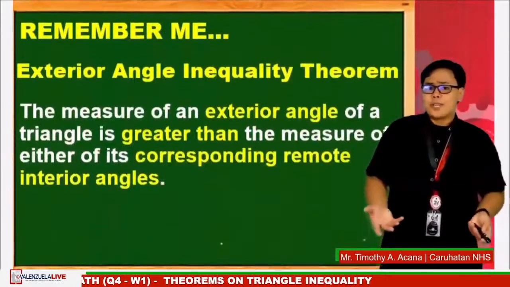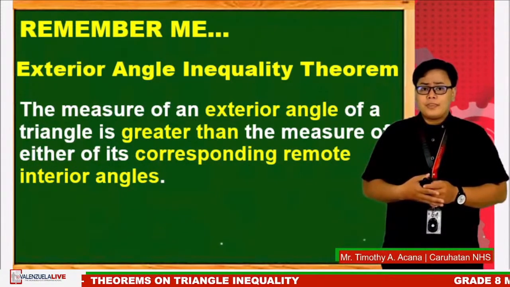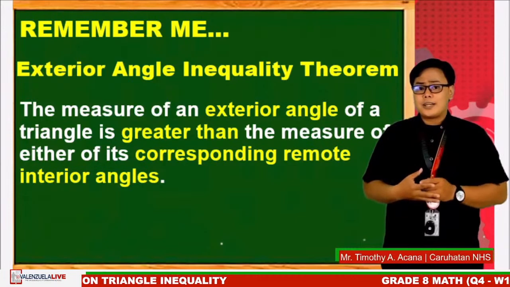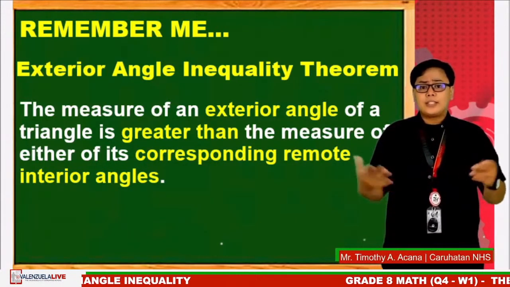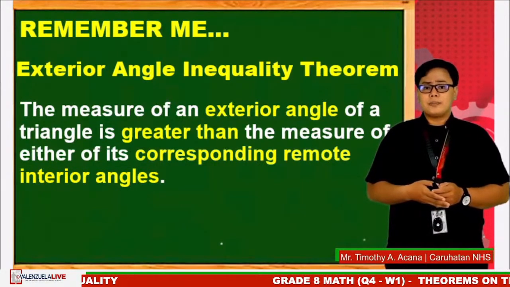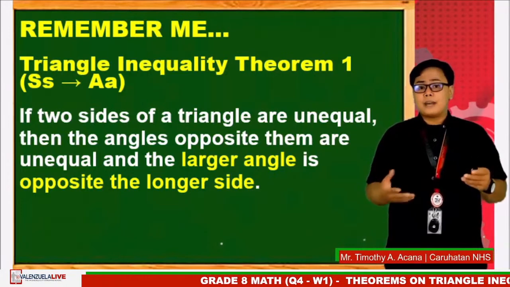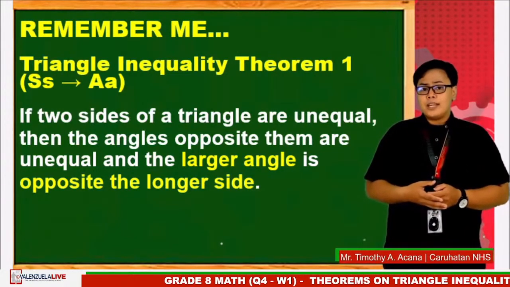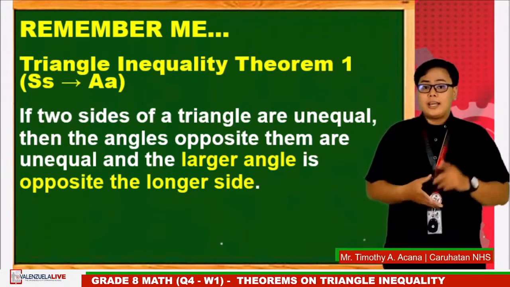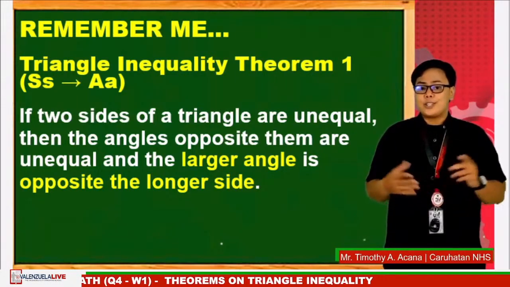So before we proceed to some more activities, always remember that in the exterior angle inequality theorem, the measure of an exterior angle of a triangle is greater than the measure of either of its corresponding remote interior angles. In triangle inequality theorem number 1, which is about the side to angle relationship, it states that if two sides of a triangle are unequal, then the angles opposite them are unequal and the larger angle is opposite the longer side.